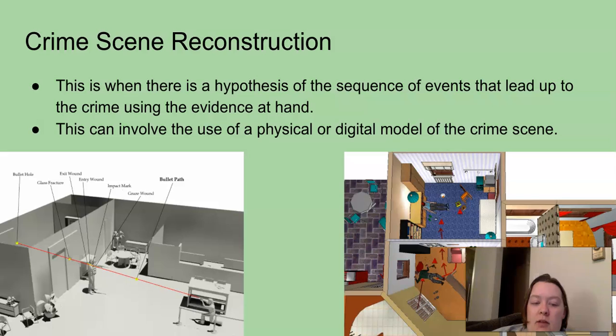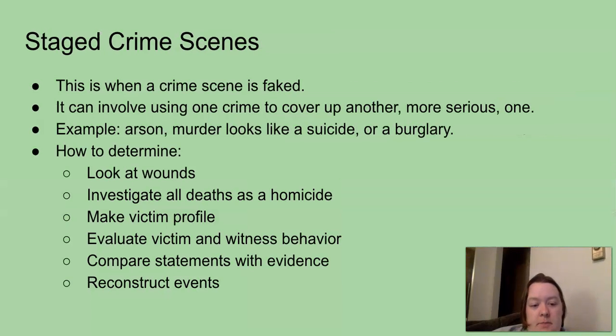This is a way where they can recreate the scene, see where things are, and it helps come up with a hypothesis of events. So this is once they have an idea of what happened, then they make the reconstruction to see if it's actually logical. Reconstructions happen after they have an idea of what happened, and it makes them think about whether their theory could potentially be correct. And again, this can be physical or digital these days.